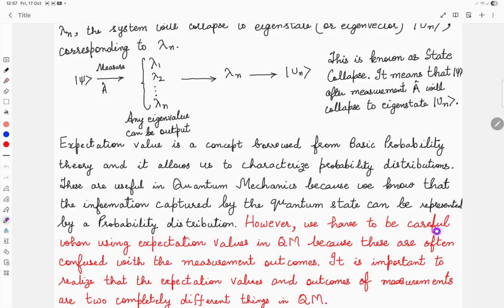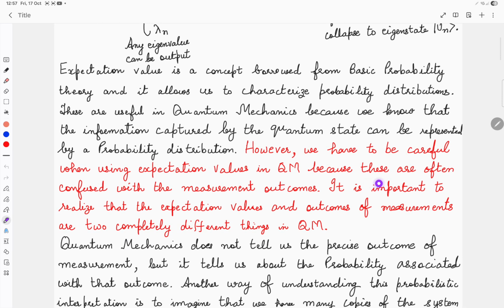However, we have to be careful when using expectation values in quantum mechanics, because these are often confused with the measurement outcomes. It should not be so. Expectation value is not the same as the measurement outcome. So we cannot confuse one with the other. If we know the expectation value, we cannot say that this is the measurement outcome at every measurement, right? So we have to distinguish these two quantities or entities. Now it is important to realize that the expectation values and the outcomes of measurements are two completely different things in quantum mechanics.